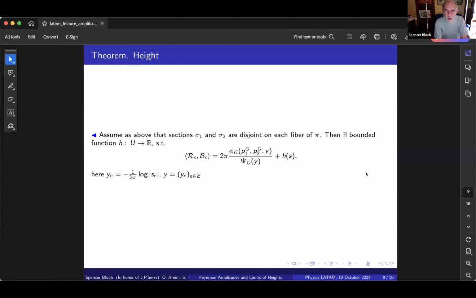But associated to this, in many cases, there is a bilinear expression, which I denote by angular brackets, RS, BS, and that's the height, with an error term which is bounded. So there exists a bounded function H such that the height of the divisors RS and BS, the pairing, is given by this expression with a bounded error.